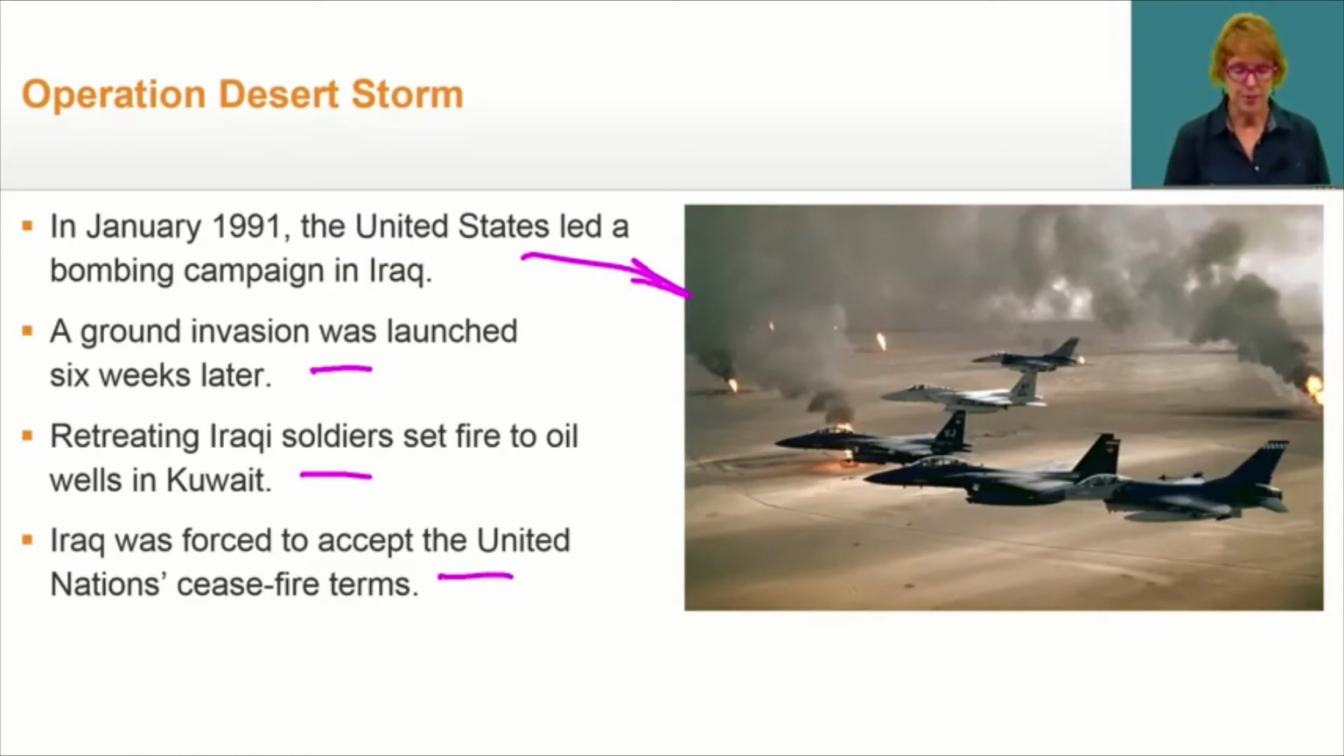Iraq was forced to accept the United Nations ceasefire terms. The UN forces did not invade Iraq. They just removed Iraqi forces from Kuwait. World leaders expected Hussein's regime to topple, but it didn't. The conflict officially ended February 28, 1991, with an Iraqi withdrawal and a NATO ceasefire.